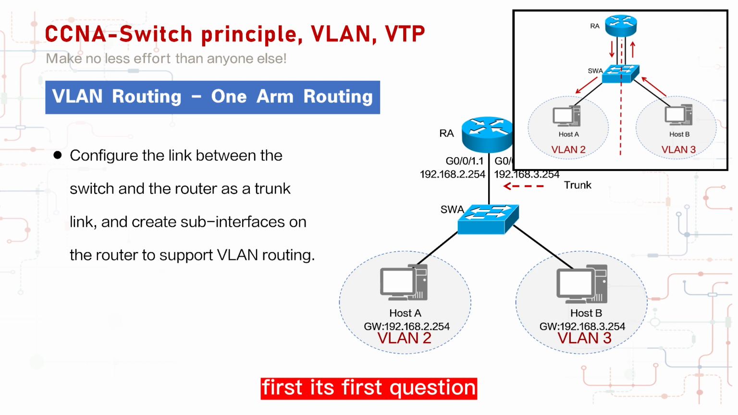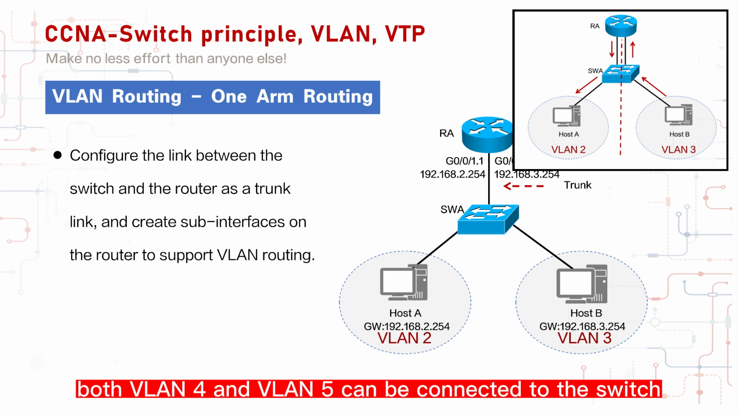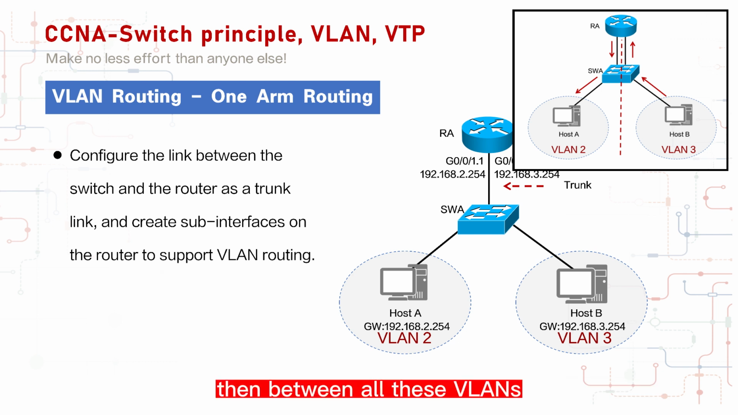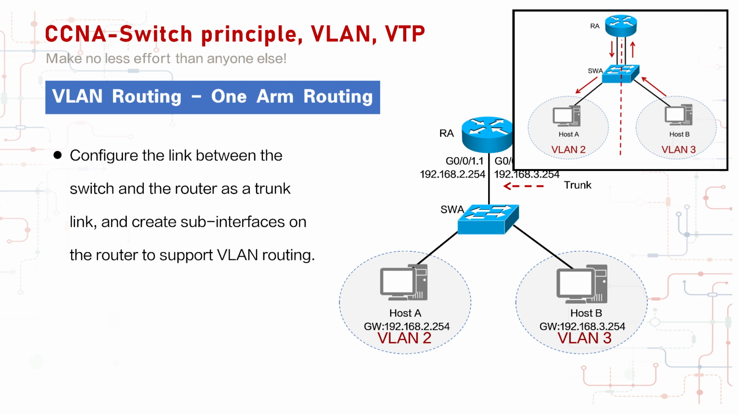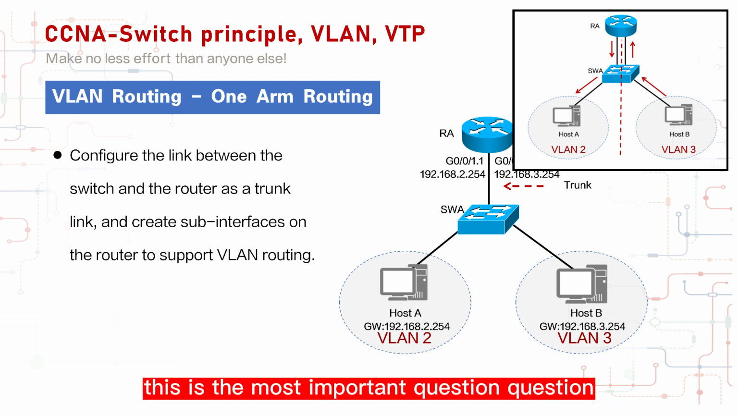First, the first question: single point of failure. That is to say, once this link is broken, you will find all business is closed. This is still 2 VLANs. Both VLAN 4 and VLAN 5 can be connected to the switch. Between all these VLANs, all visits follow this line. If this line is broken, nothing gets through.